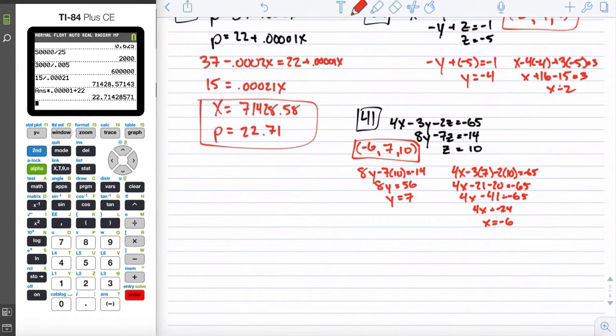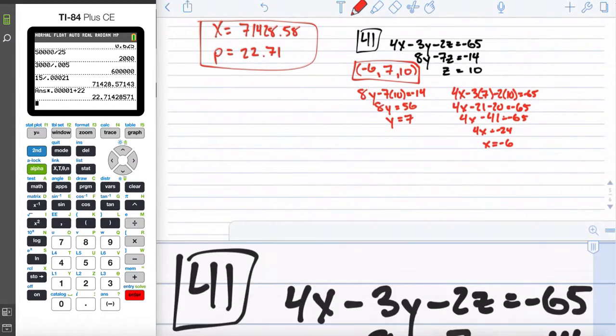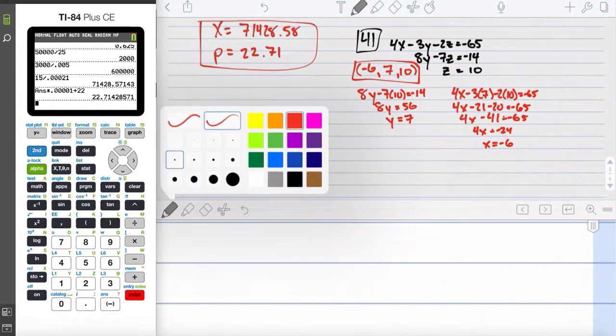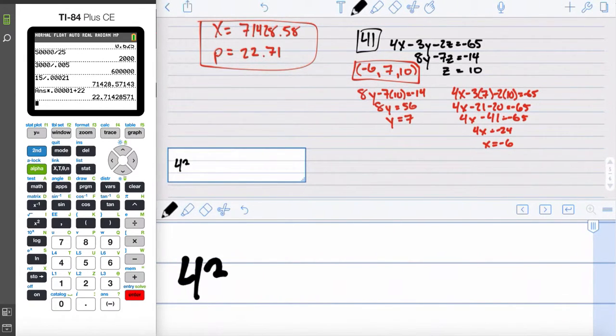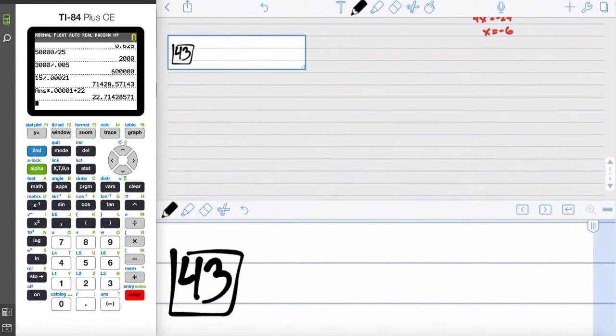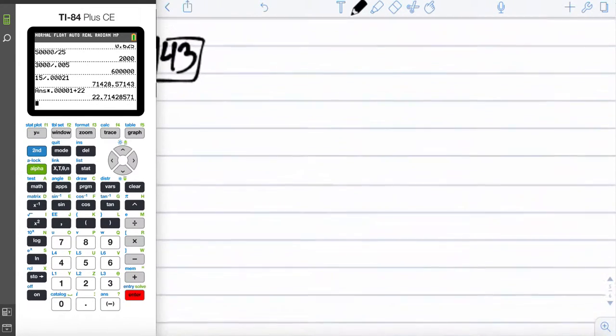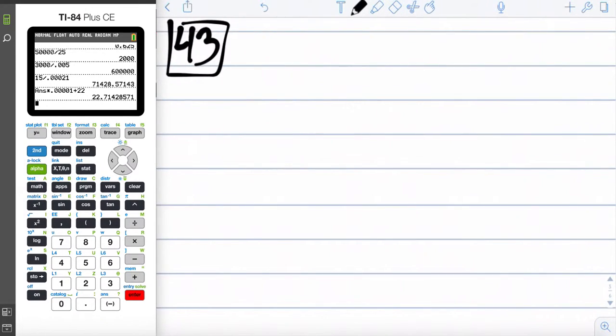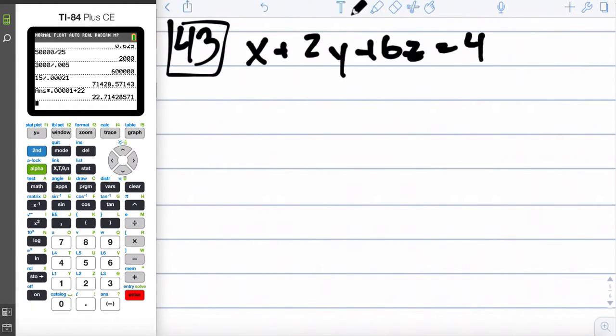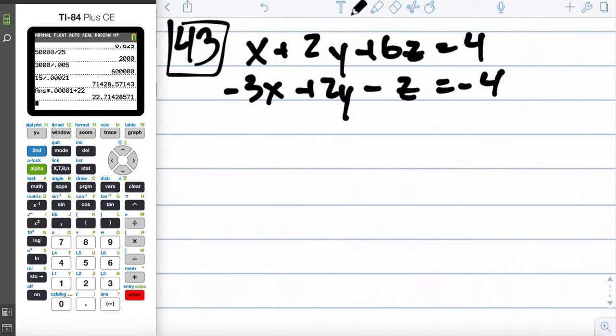Okay, 43. I want you to do that using your calculator to put the equation in row echelon form. And then once you have it in row echelon form, you can use back substitution to solve. So we start with x plus 2y plus 6z is equal to 4. -3x plus 2y minus z is equal to -4. 4x plus 2z is equal to 16. Alright, so to go in the calculator.